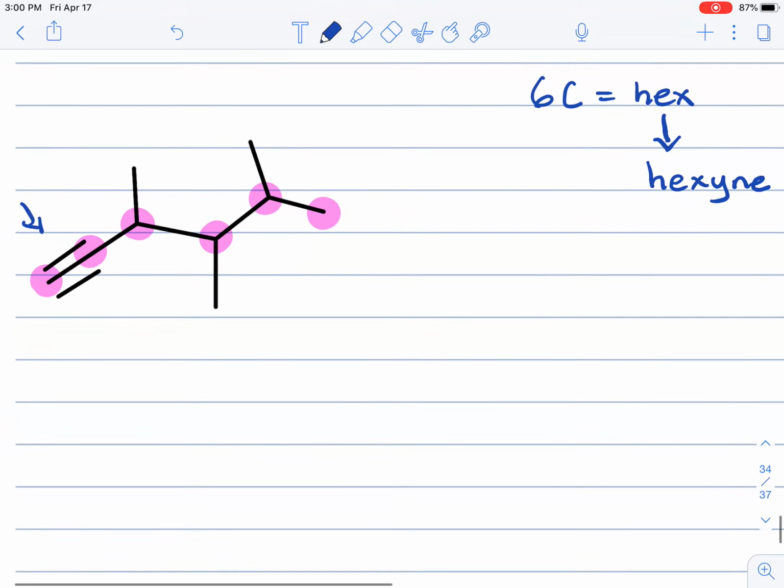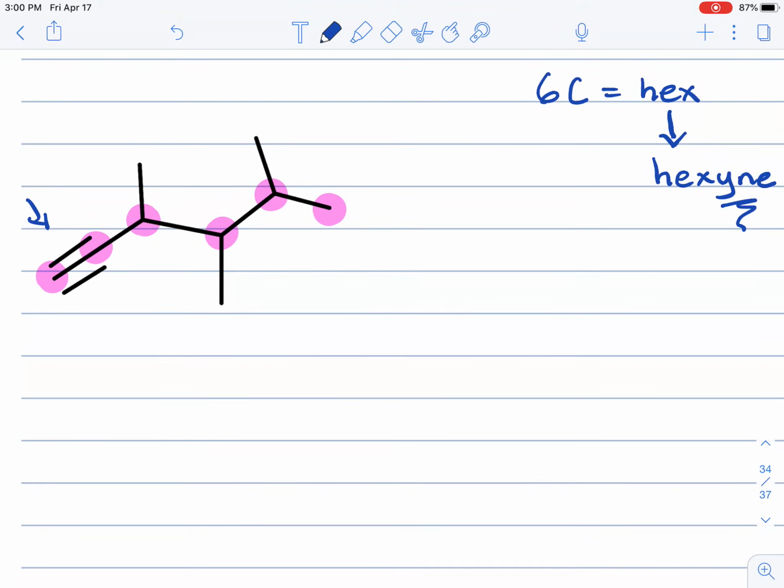Okay. All right, so we have to number. We have to figure out our number system so we can describe where that triple bond is located on our organic compound. And if you look from left to right, it's already in carbon 1. So there's no point for us to go from right to left. So this is carbon 1, 2, 3, 4, 5, and 6. Okay. So on carbon 1, we have a triple bond.